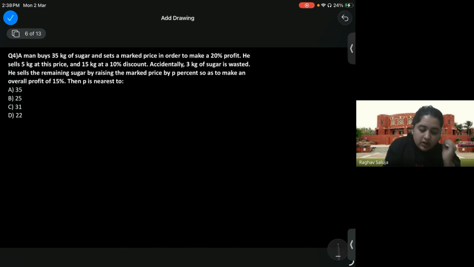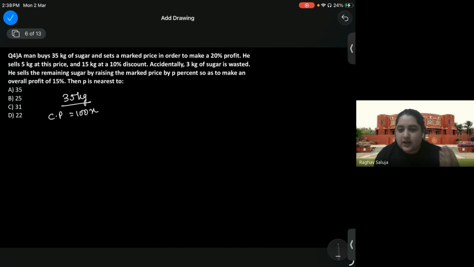So what is given: a man buys 35 kg of sugar and sets a marked price in order to make a 20% profit. Let's assume that for 35 kg of the sugar, his cost price was 100x. I'm taking 100x because when I'm doing 20% profit and 10% discount, it will be much easier than if I take x, because I don't want it in decimals or fractions.